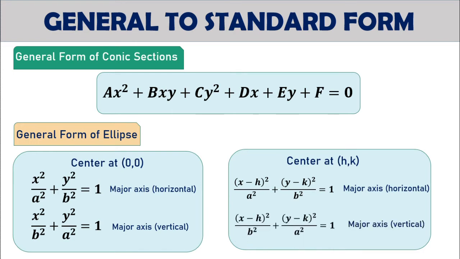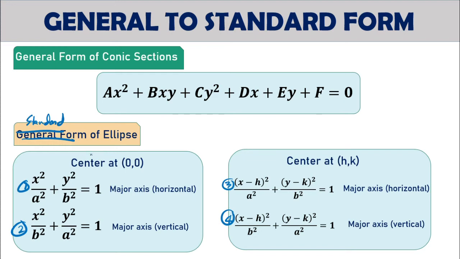And (x minus h) squared over b squared plus (y minus k) squared over a squared equals 1, when its major axis is vertical. So we need to memorize the 4 standard forms. By the way, I'm sorry, this one is the standard form. Sorry, I didn't edit it. So that is the standard form of an ellipse.